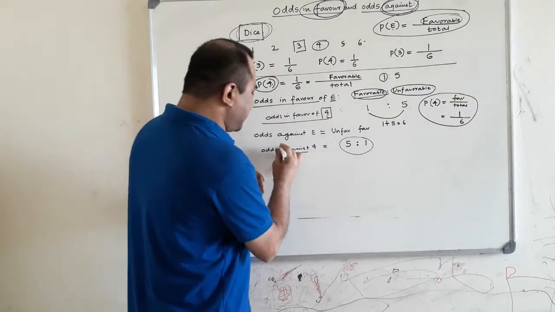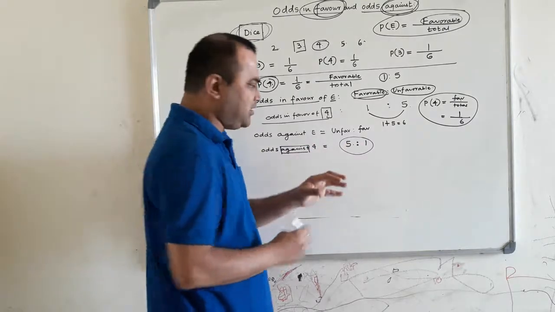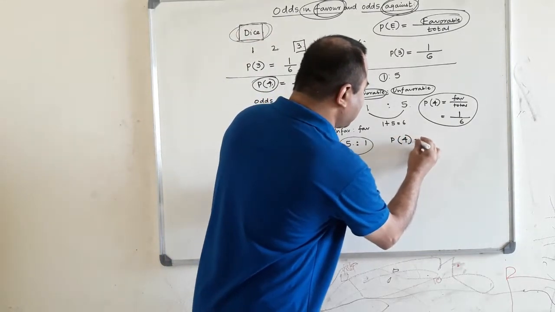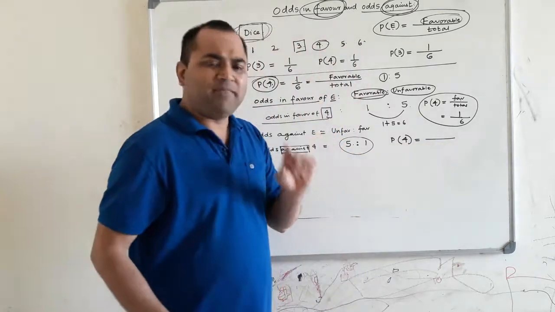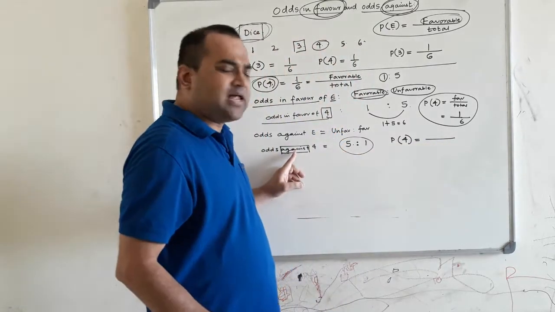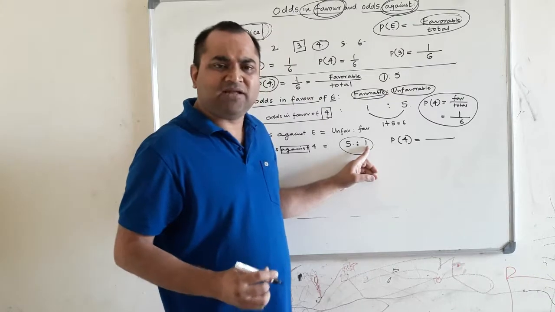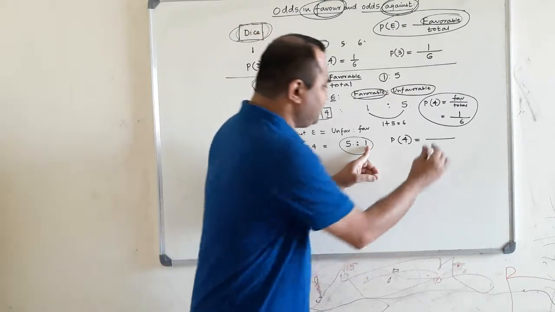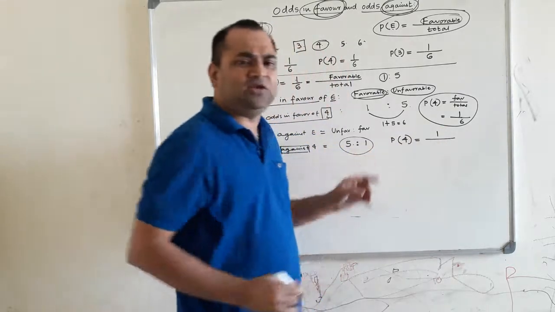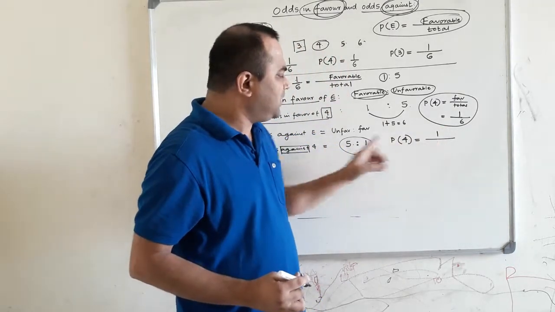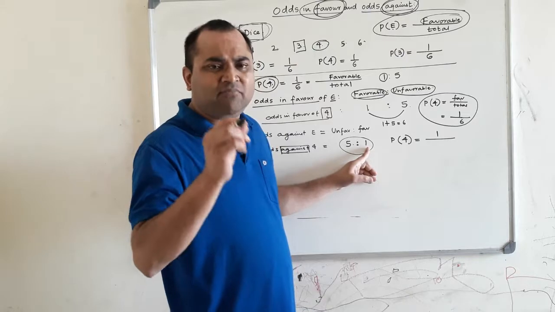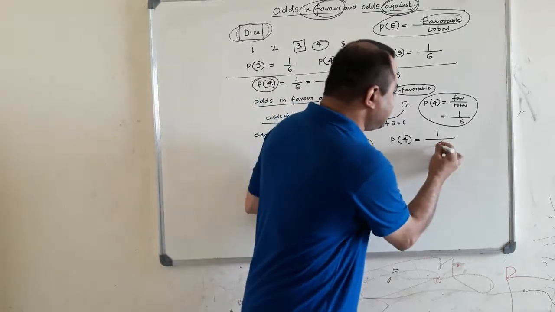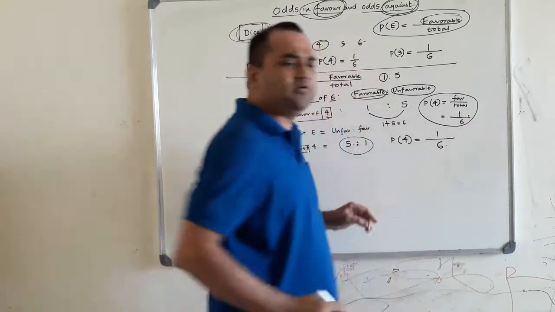Again, if odds against the event are given, then how do we write the probability of the occurrence of an event? Remember, when odds against are given, the second term in the ratio stands for the number of favorable outcomes. So that ought to be written in the numerator, while the denominator will have the sum of the terms of the ratio. Here 5 plus 1, that is 6. So you can see they both tally.